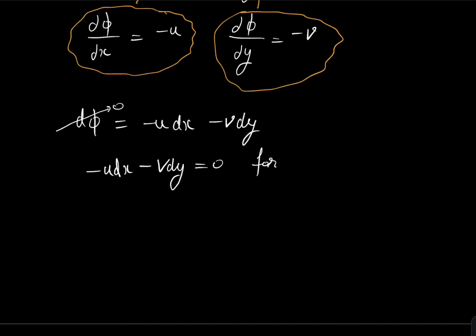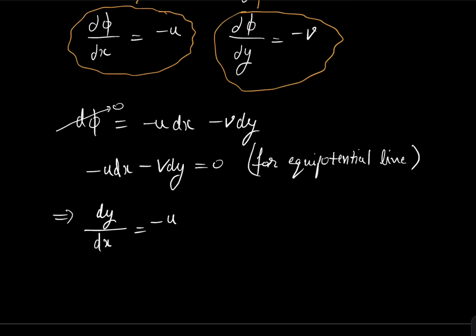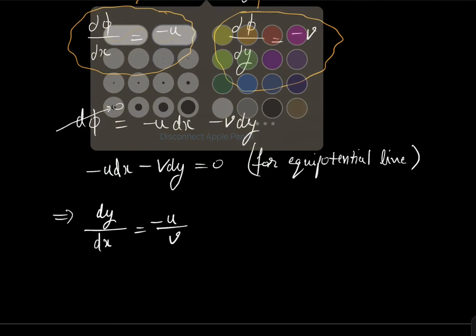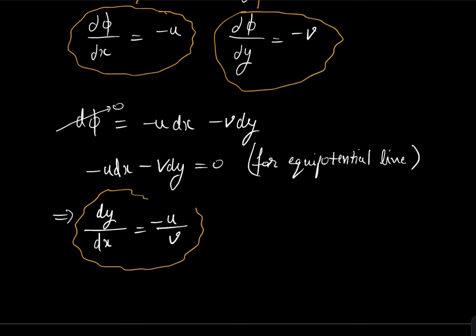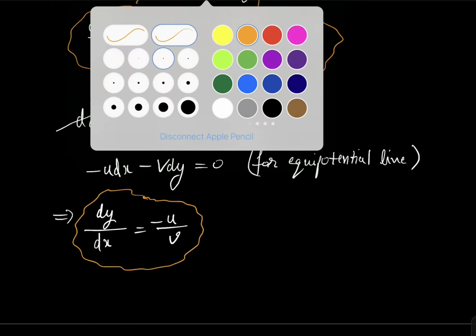For the equipotential line, that is the line along which my potential function remains constant, what does this imply? This implies dy by dx is equal to minus u upon v. This is the result that we were looking for. This is the slope of the equipotential line.